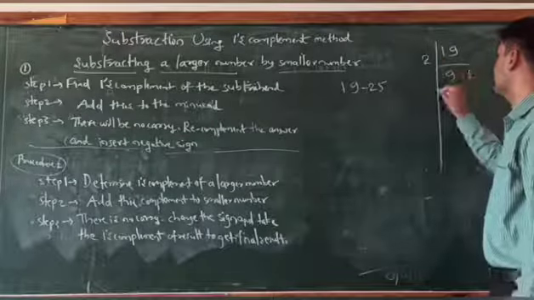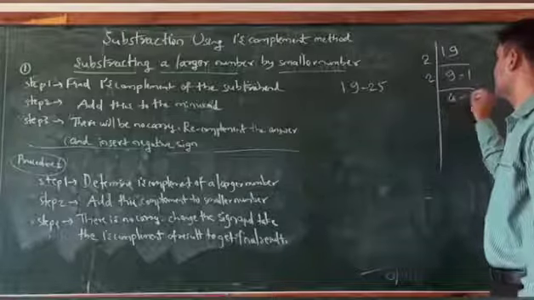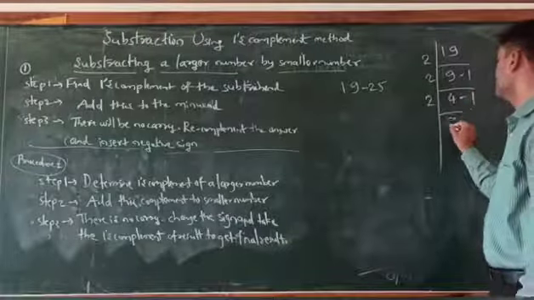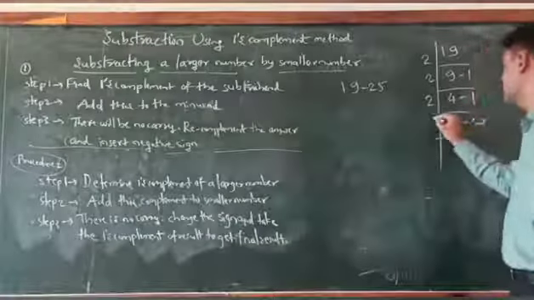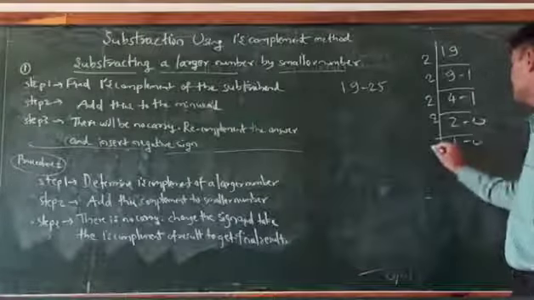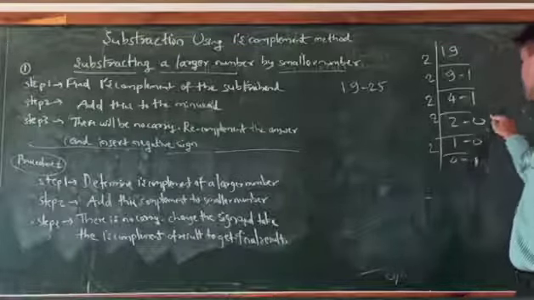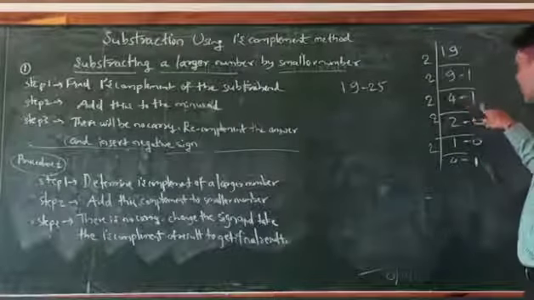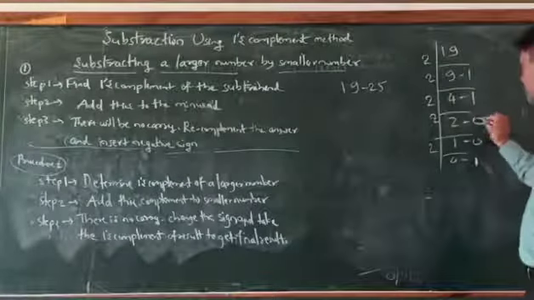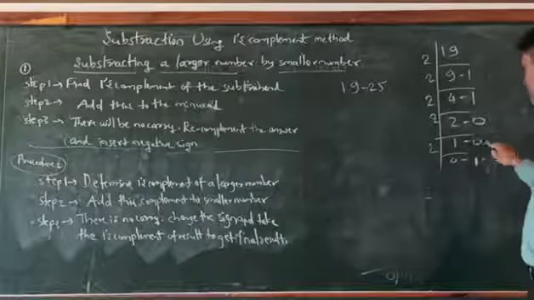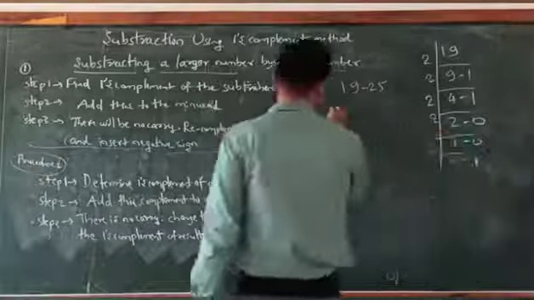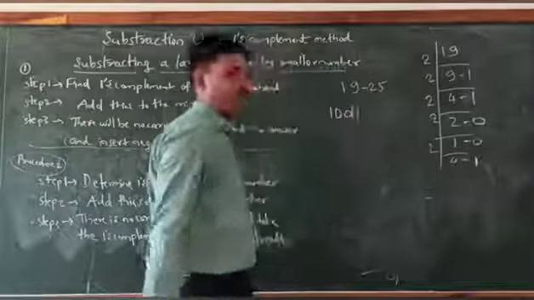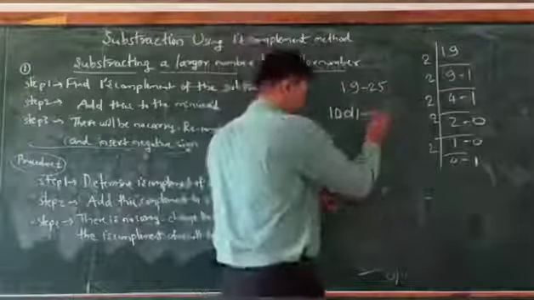2 9s are 18, 1 remainder; 2 4s are 8, 1 remainder; 2 2s are 4, remainder 0; 2 1s are 2, remainder 0; then 1. That is 1 0 0 1 1. Finally, we have converted 19 to binary.